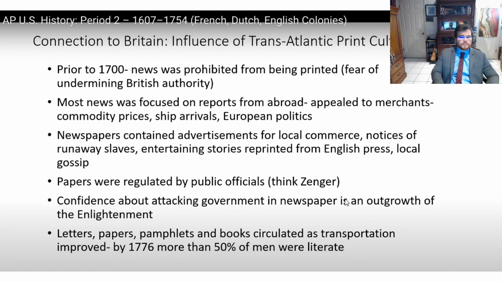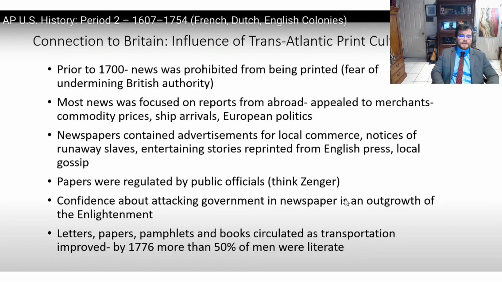Okay, so prior to 1700, news was prohibited from being printed. They didn't want a clash with authority, right? And that kind of rings some bells. You look at North Korea, you look at China, their communist governments, their dictatorships. They manage the internet. They censor the internet. They censor the news. Most news was focused on reports from abroad. So it was just boring stuff like, oh, we bought 20 gallons of crabs and 50 barrels of turnips, right? Newspapers contained advertisements. Pretty boring stuff, guys. It was nothing to really joggle your brain.